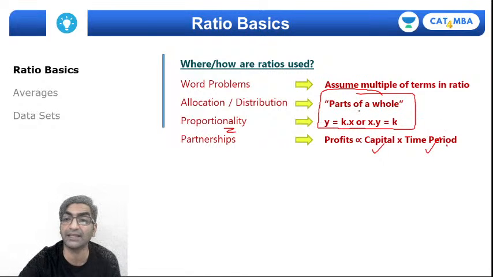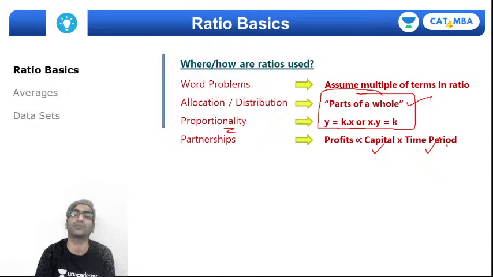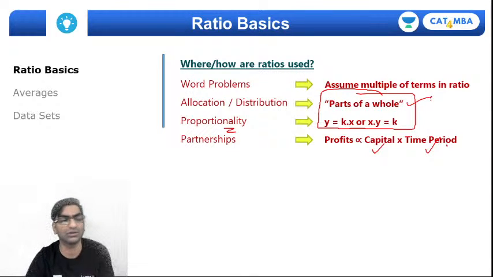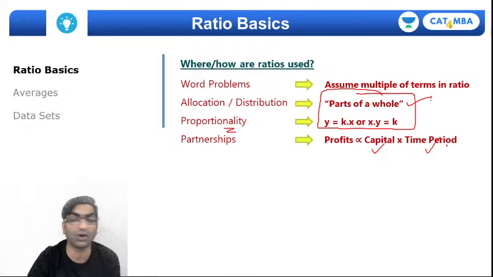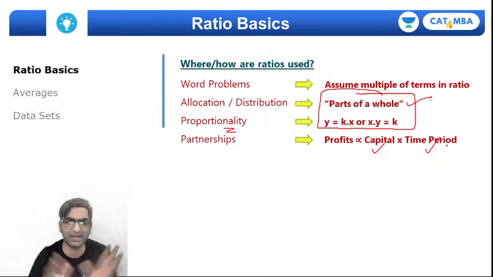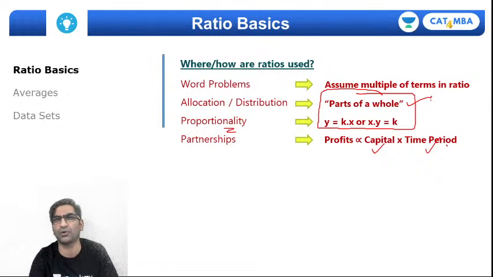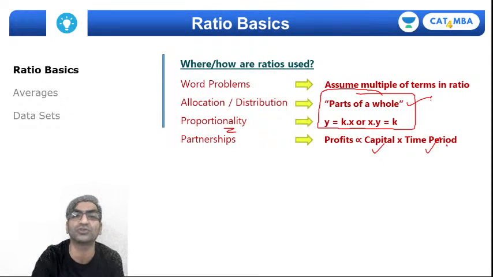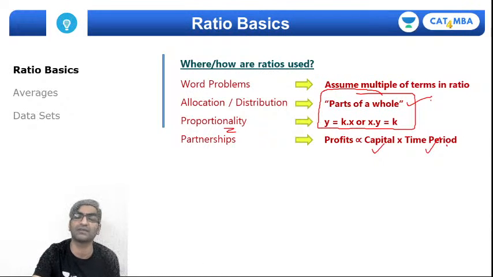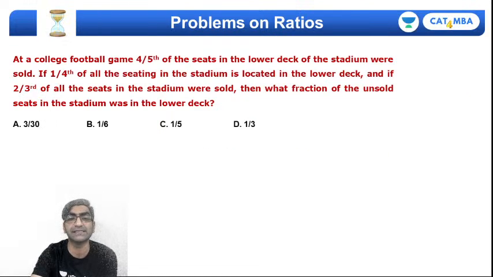And once you get that ratio, you use parts of a whole to determine the share of any one partner. So partnerships will pretty much involve your application of all of the above things that we know. A fairly straightforward topic. You need to know how to approach: either assume variables, or use parts of a whole, or use proportionality. That's pretty much the approach. Make a note of all of this when you revise.